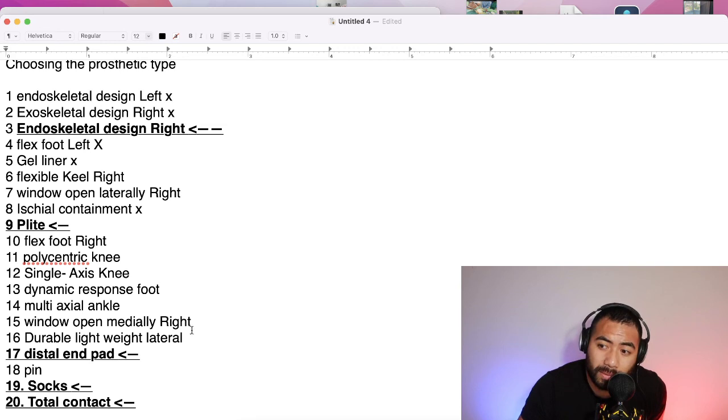So window open medially, a durable, lightweight material. Oh, we want this to be made out of carbon fiber, right? So durable, lightweight material makes sense. And then pin. Okay, we're not doing a pin because the length is going to be off and we don't have a gel liner, so it's not going to really attach to anything. So durable, lightweight material, let's go ahead and get that one because we want carbon fiber, right?